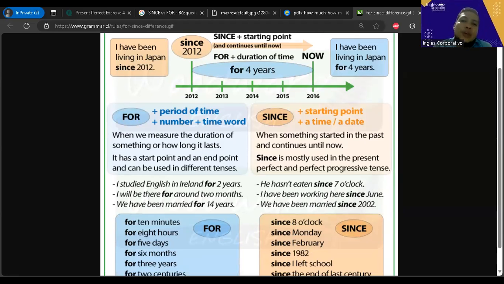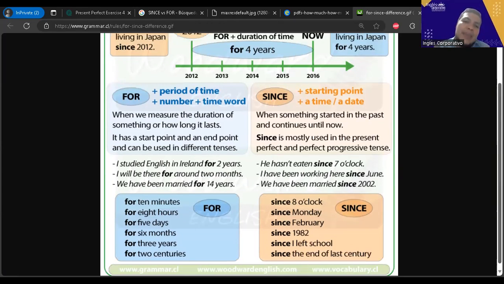What is a time word? ¿Qué es una palabra de tiempo? So month, day, week, etc. Right? So in this one, when we try to measure the duration of something or how long it lasts, it has a start point and an end point. So it can be used in different tenses. Puede ser utilizado esto en cualquier tiempo gramatical. All right, so tenemos ahí unos examples aquí en blue that says, like, for example, for 10 minutes, for 8 minutes, for 5 days, for 6 months.